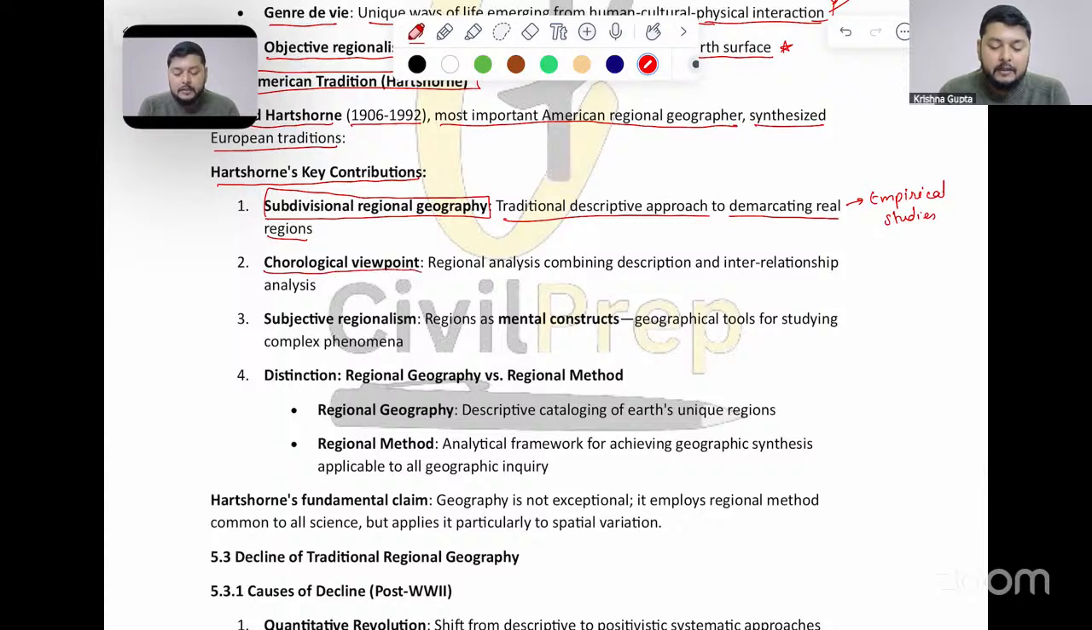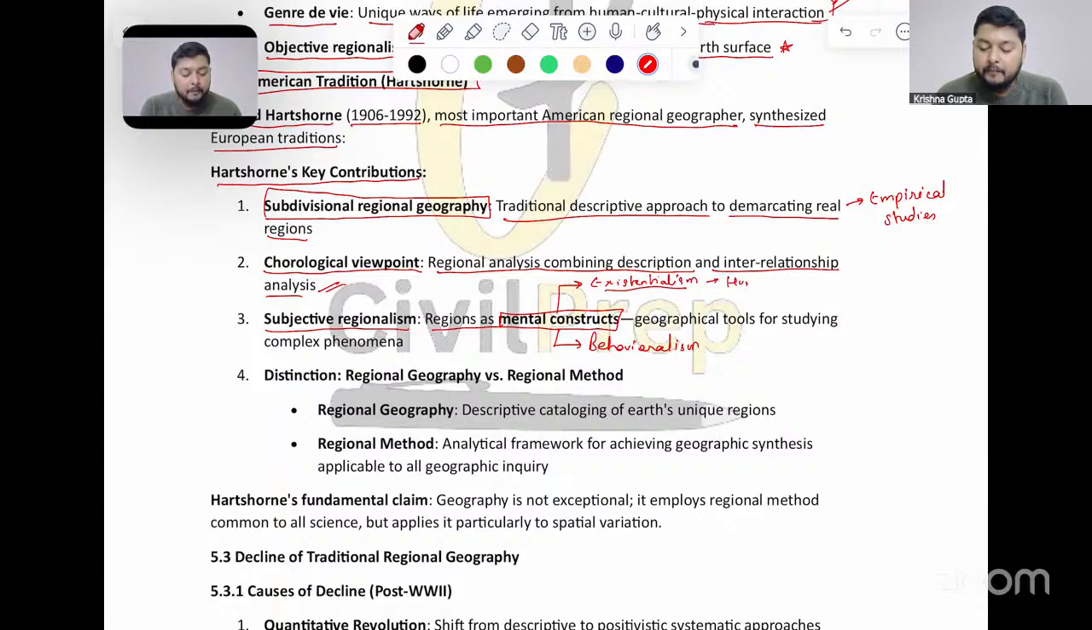Number two, the chorological viewpoint. Regional synthesis combining description and interrelationship analysis. He was one of the geographers analyzing regionally, combining description and interrelationship analysis together. Then subjective regionalism, regions as mental constructs. We will understand mental constructs in detail in behavioralism. But this mental construct is also part of existentialism. Existentialism is part of human geography. Under behavioralism, it is part of the mental map.